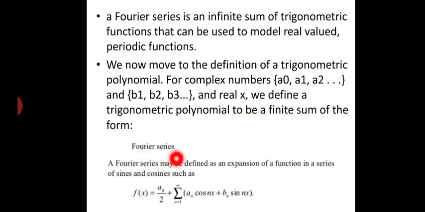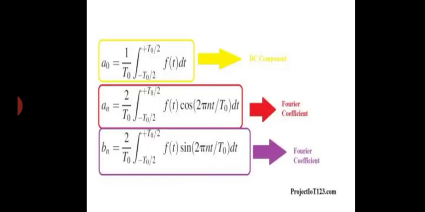That is, a Fourier series may be defined as an expression of a function in a series of sines and cosines, such as f of x is equal to a0 by 2 plus sigma n equal to 1 to infinity of an cos nx plus bn sin nx, where a0 by 2 is called the DC component, and an and bn are called the Fourier coefficients. We will see how this expression came about.